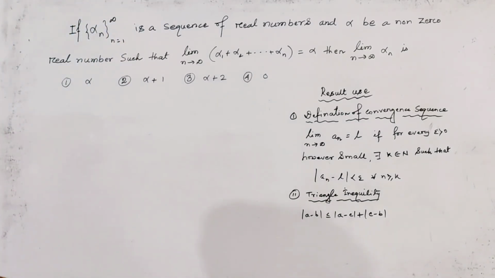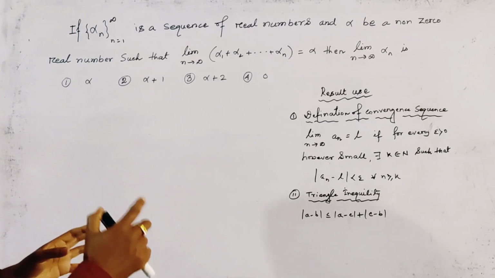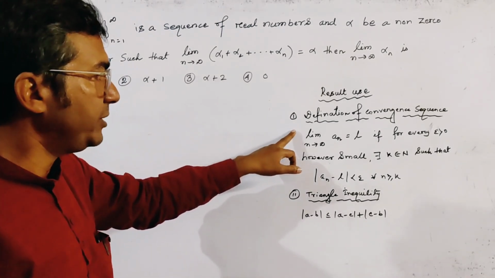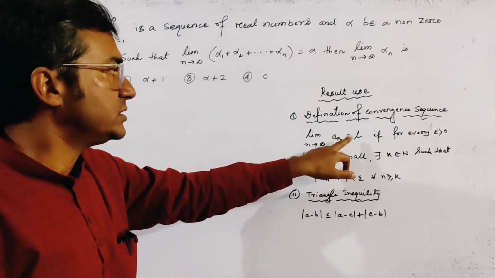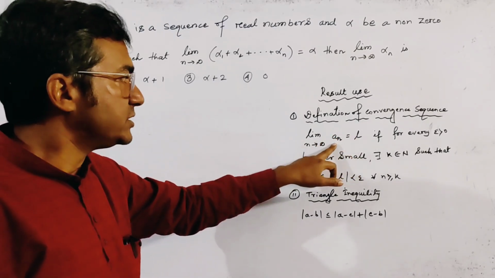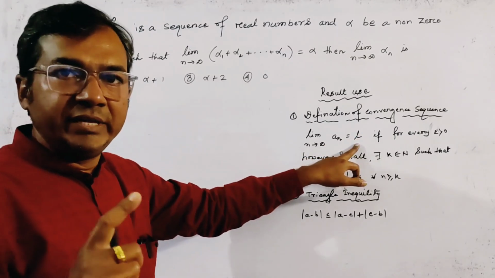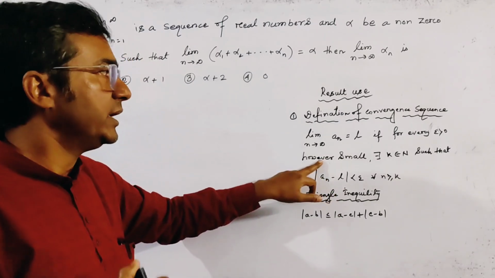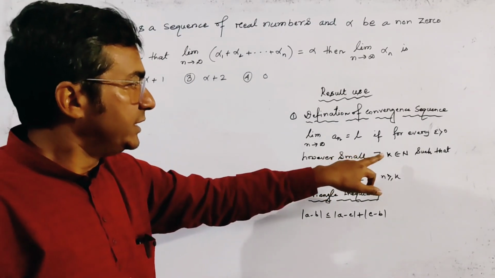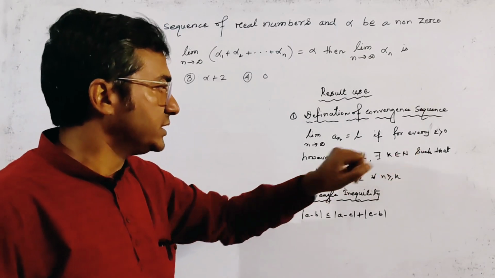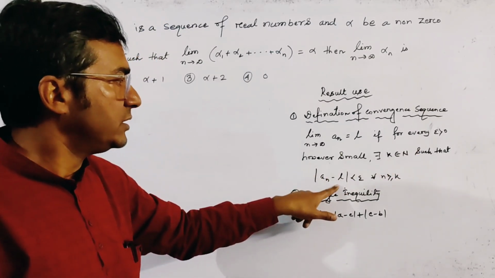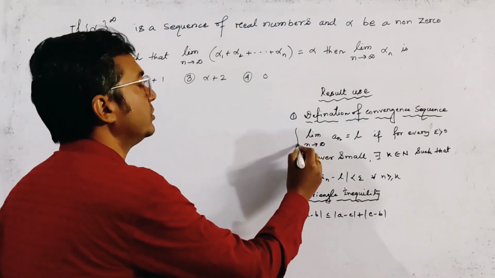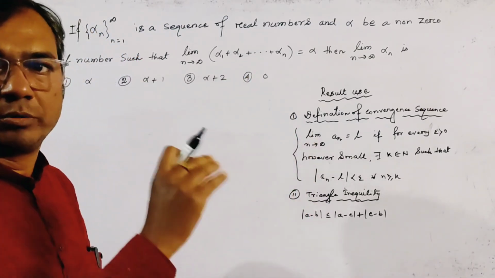Here we use the definition of convergent limit. What is the definition of convergent limit? We know that if the limit as n tends to infinity of a_n is equal to L, that is, if the sequence converges to L, then from the definition, for every epsilon greater than 0, however small we take, there exists a natural number k such that mod of a_n minus L is less than epsilon for all n greater than or equal to k. This is the definition of a convergent sequence of real numbers.